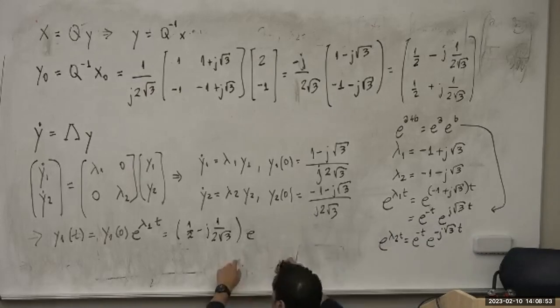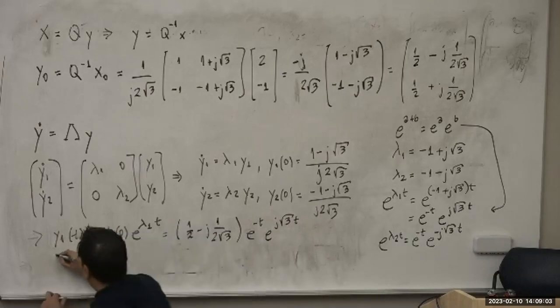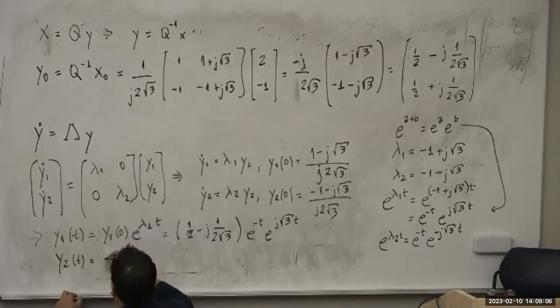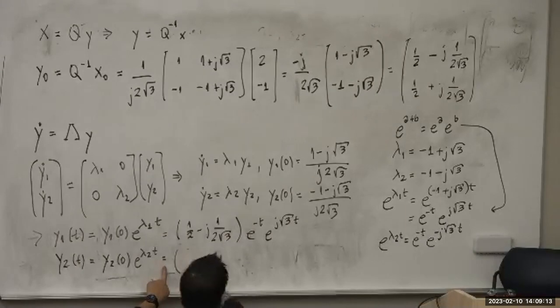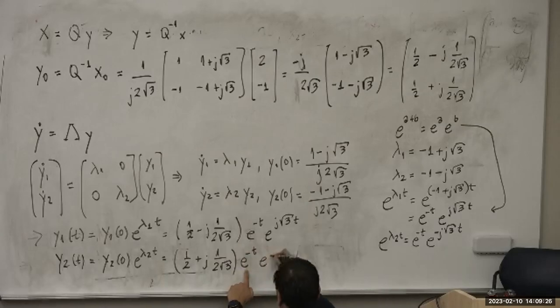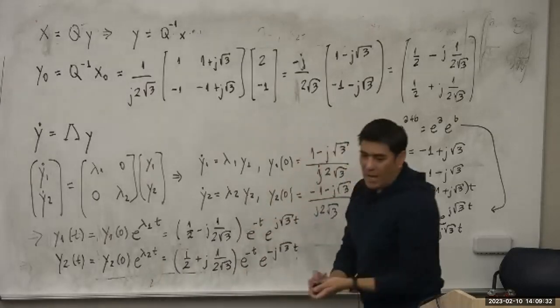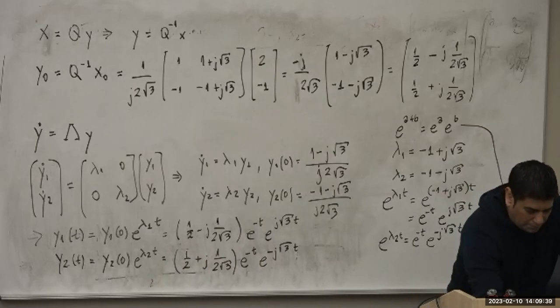So if we replace that here, we have exponential of negative t and exponential of j square root of 3 t. For y2, then we have something similar, but here we use the second eigenvalue and we replace the term 1/2 plus j 1/2 square root of 3 multiplied by the second mode. Exponential of negative t, exponential of negative j square root of 3 t. So that's how we get the solution for lambda 1 and lambda 2.